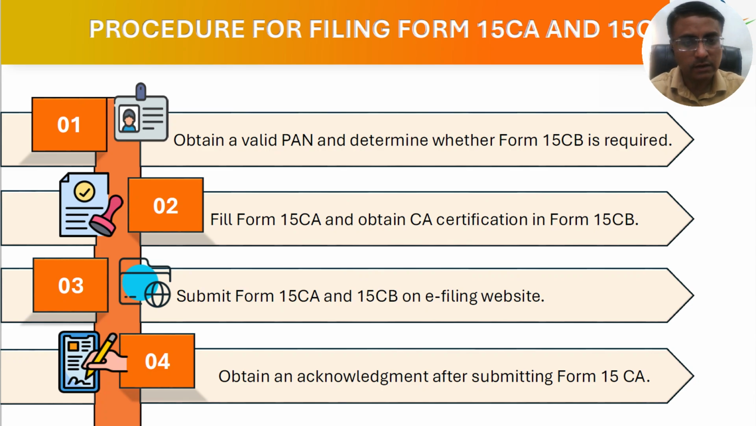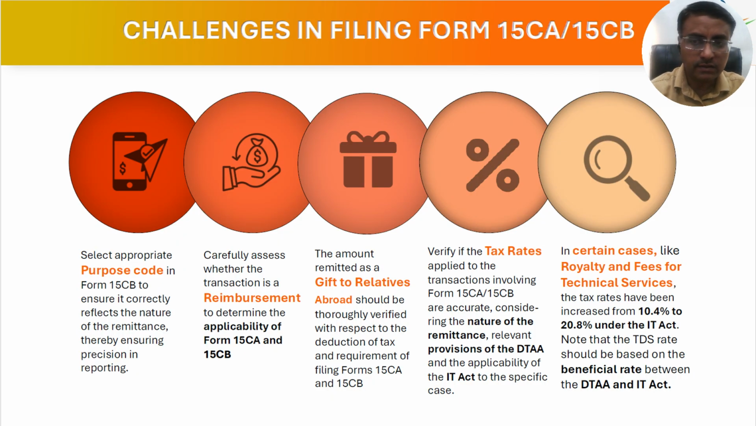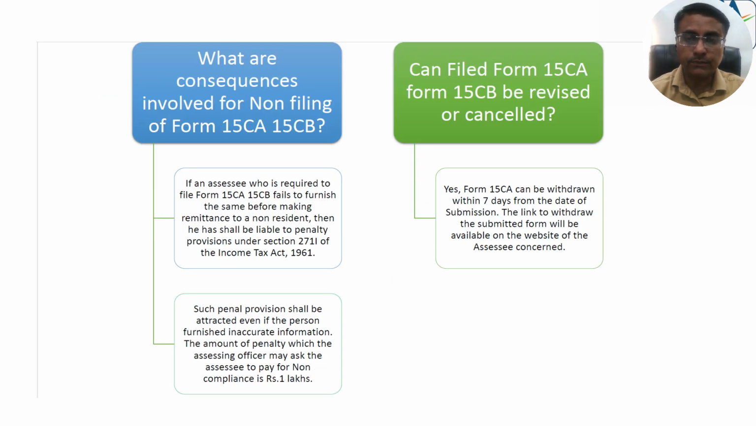So this is the normal information I have covered, a lot. These are the purpose codes and the taxability of royalty and fees for technical services, where the tax rate is enhanced from 10% to 20%. You must take care of what the tax rate is and whether you can enjoy the beneficial tax rate that is available in the tax treaty. You should have the TRC certificate as well as Form 10F. On that basis, you can get the benefit. So what happens if you don't file Form 15CA, 15CB? Normally a 1 lakh penalty under Section 271I is applicable.